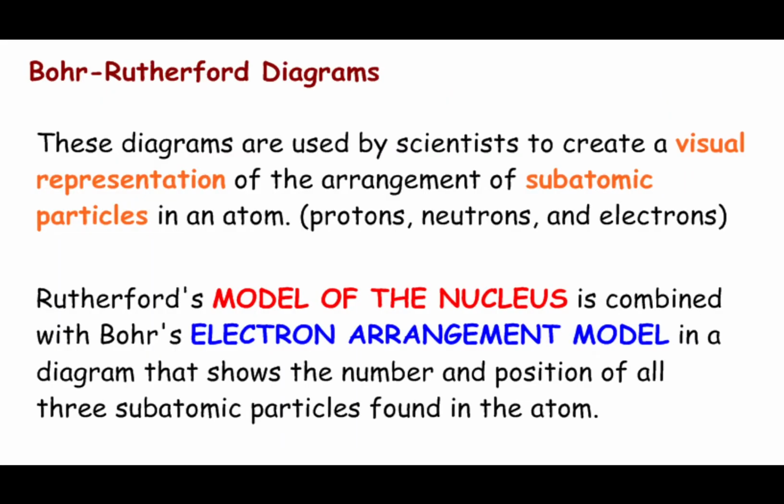Bohr Rutherford diagrams. These diagrams are used by scientists to create a visual representation of the arrangement of subatomic particles in an atom. So what are the subatomic particles? The protons, neutrons, and electrons in the actual atom. Rutherford's model of the nucleus is combined with Bohr's electron arrangement model in a diagram that shows the number and position of all three subatomic particles found in the atom.